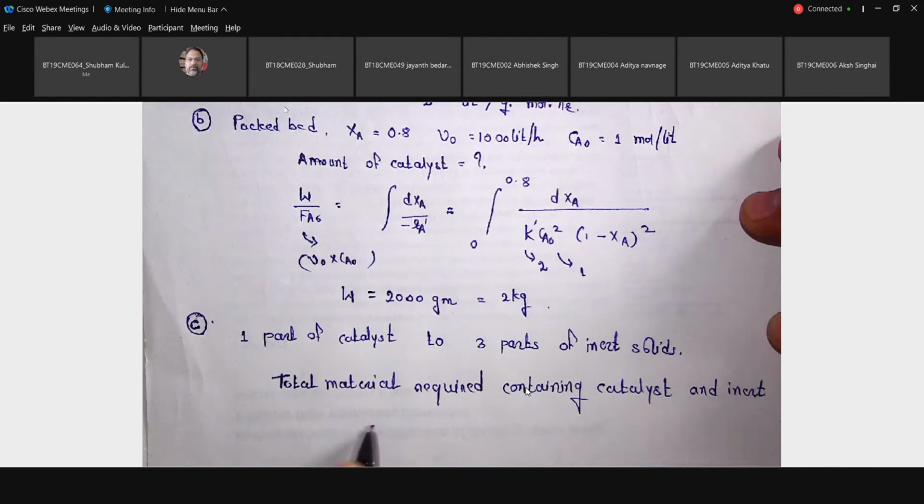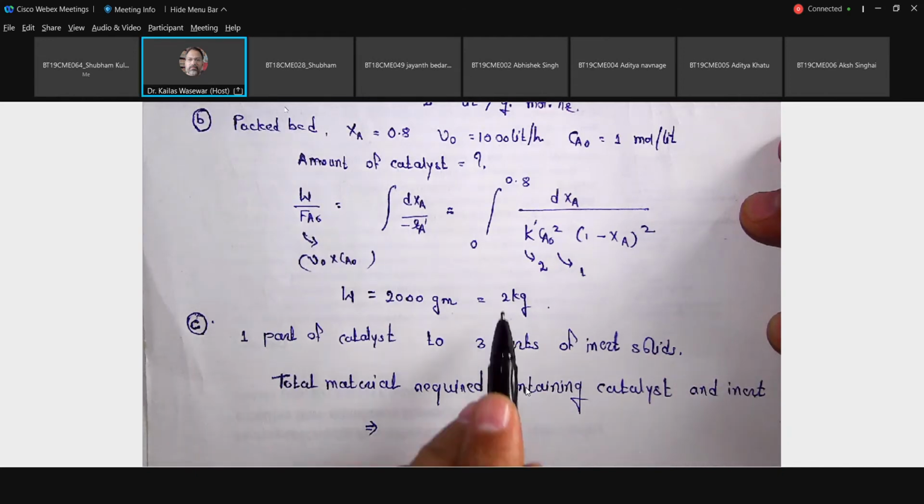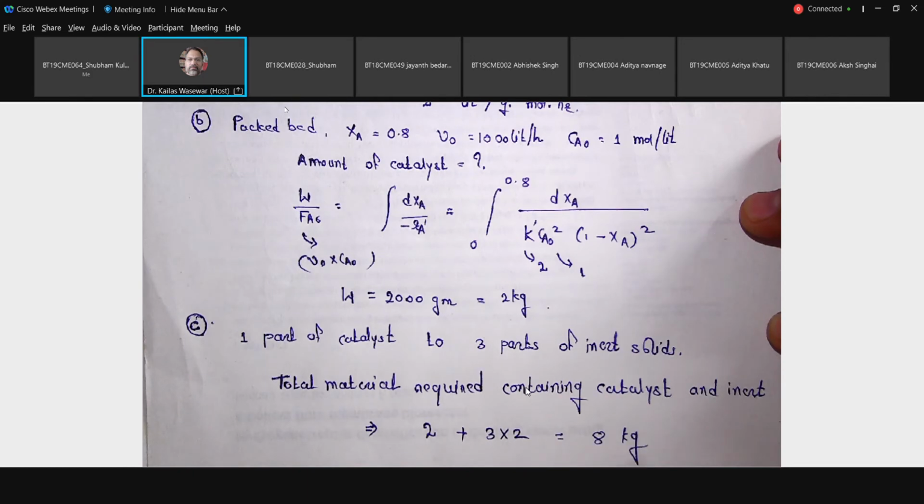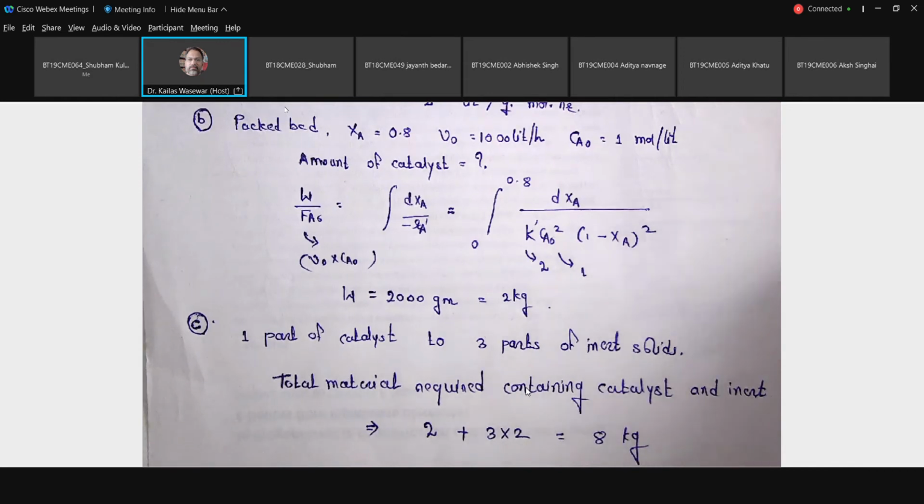And inert. So one part is catalyst and 3 parts will be inert. So total will be 8 kg. So we'll need the 8 kg of that material which is having the one part of catalyst. So depending on the bulk density and voidage, the volume of the reactor will be calculated.